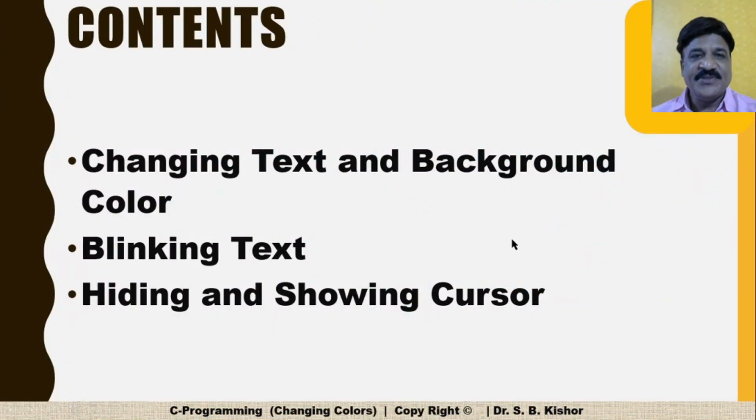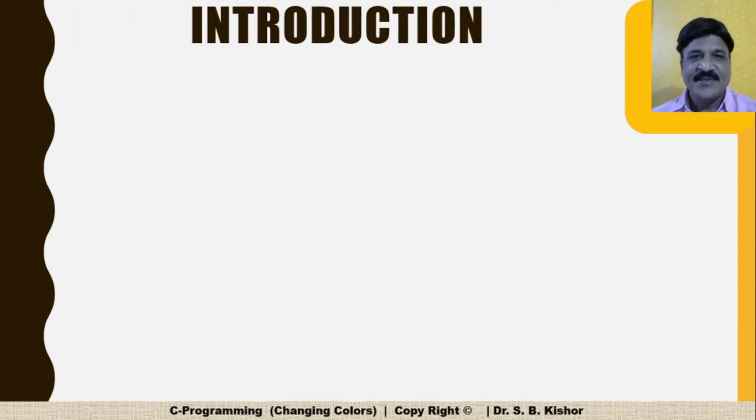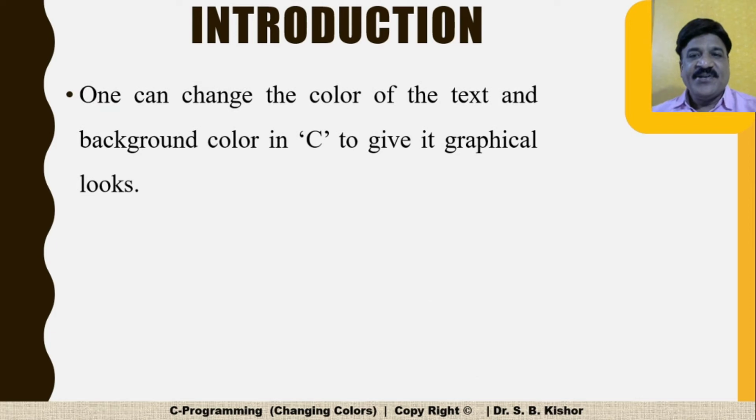So in today's session, we are going to discuss how to change the text and background color, how to blink the text, and how to hide and show the cursor. One can change the color of text and background in C to give a graphical look. It means you will be able to create a certain graphical environment, but of course we are not going to use any kind of graphics header file to work with the graphics.